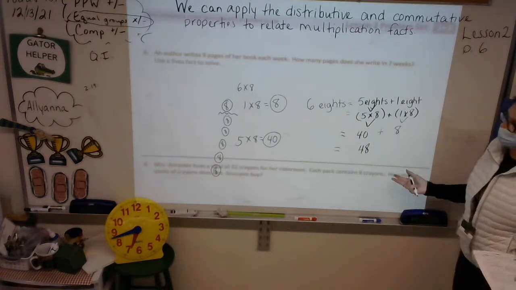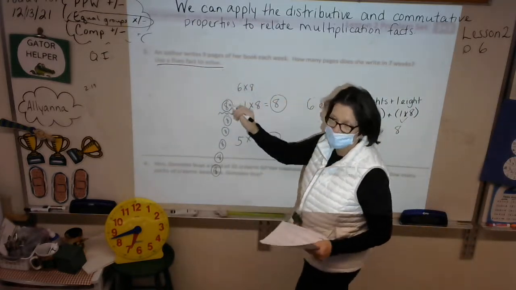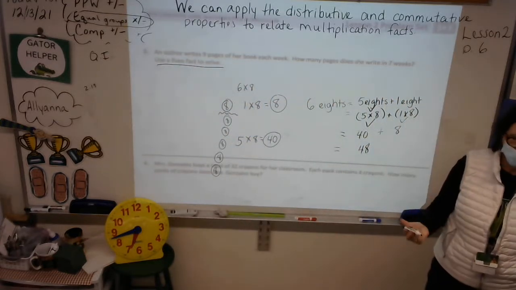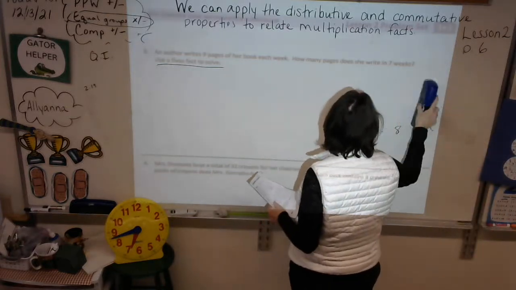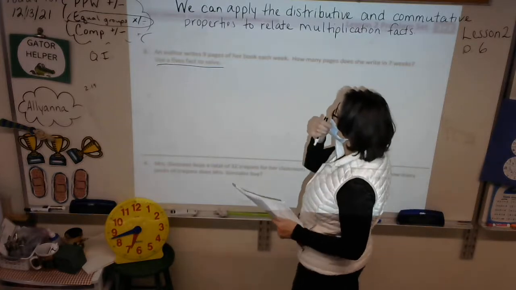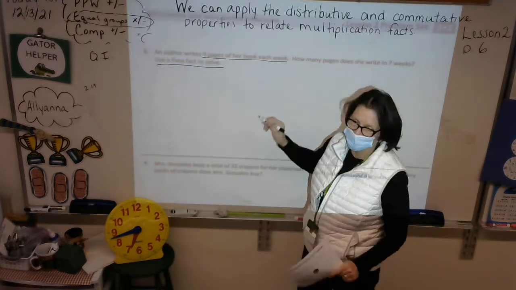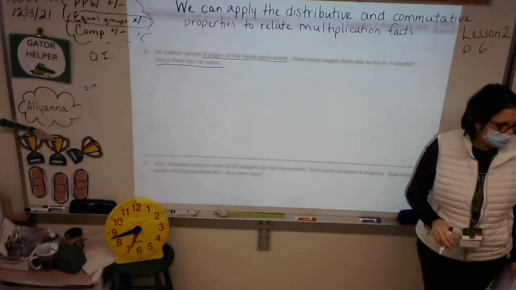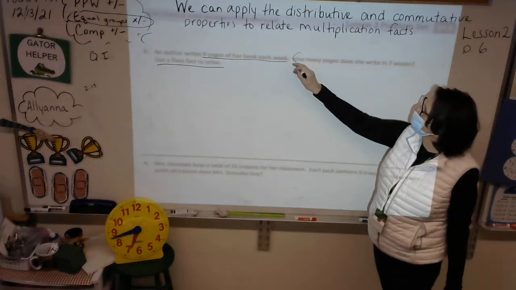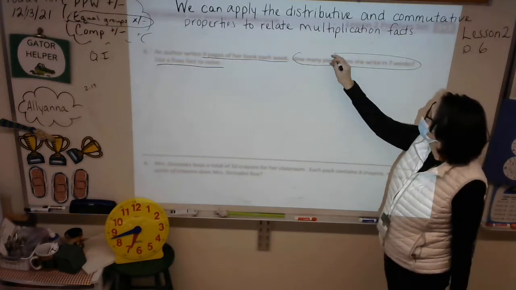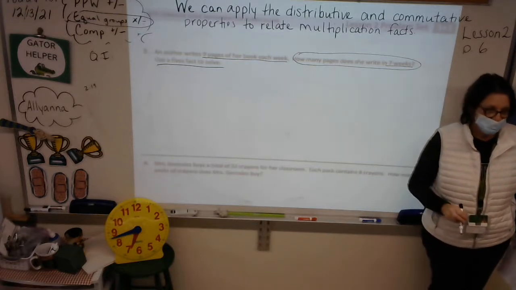Here's a word problem, and they want us to use a 5-fact to solve. So we want to have 5 units. All right, let's read it and underline our notes for our read, draw, write, boys and girls. An author writes 9 pages of her book each week. So let's underline that. 9 pages of her book each week. How many pages does she write in 7 weeks? And in our question is our other known, 7 weeks.